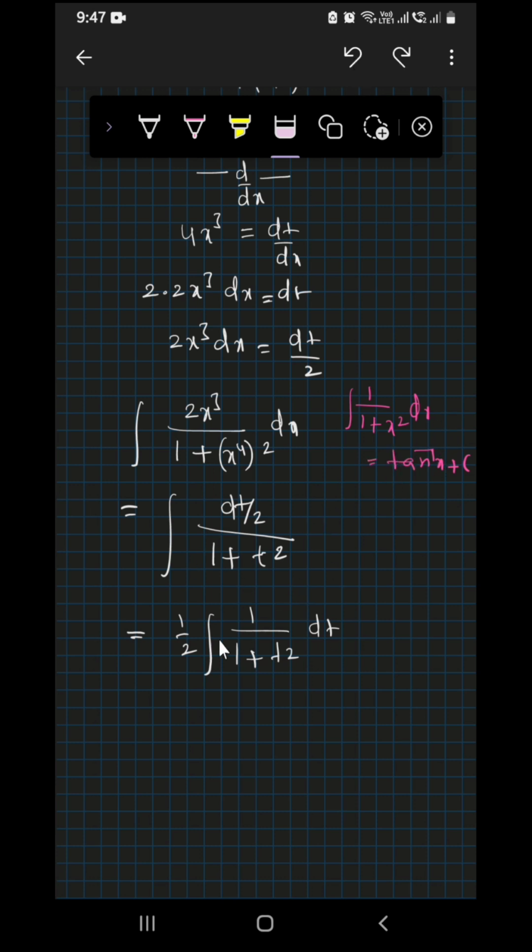So we apply this formula here. We get 1 by 2 tan inverse of t plus c. Now 1 by 2 tan inverse of t, where we took t as x power 4, is 1 by 2 tan inverse of x power 4 plus c. So this is the answer for the given problem.